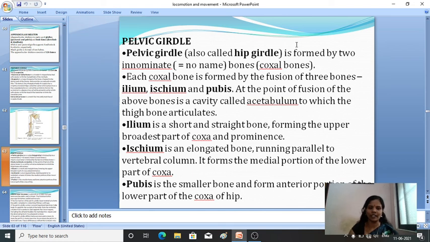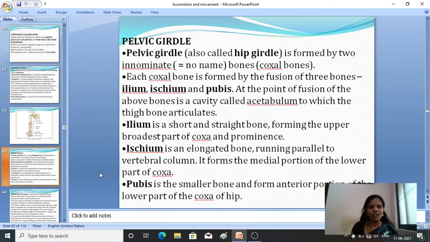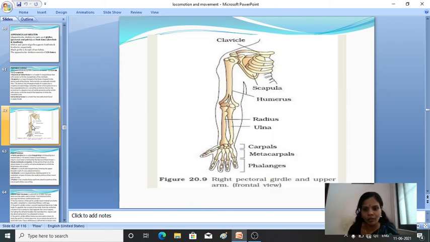So first one is the ilium. The ilium is a short and straight bone forming the upper broadest part of the coxa and prominence. And the ischium is the elongated bone running parallel to the vertebral column. It forms the medial portion of the lower part of the coxa.